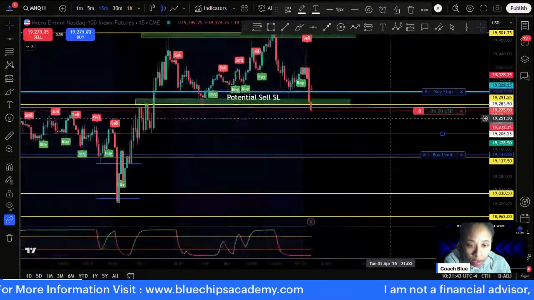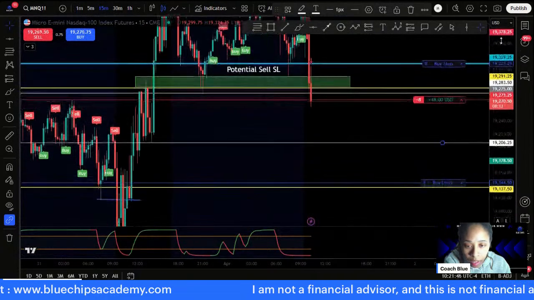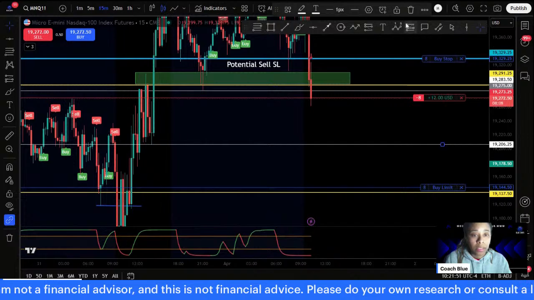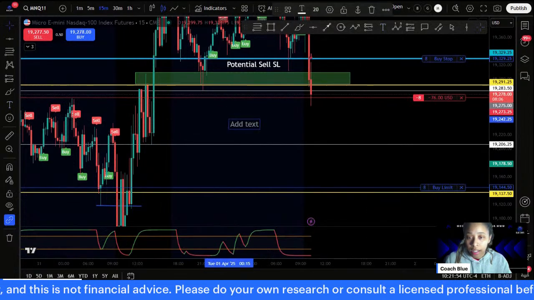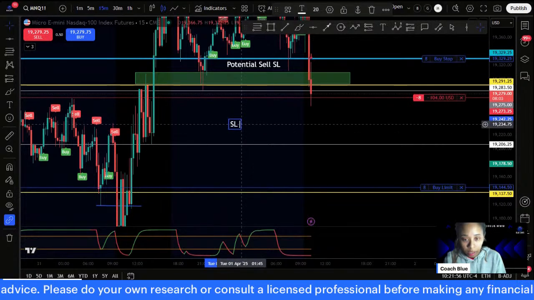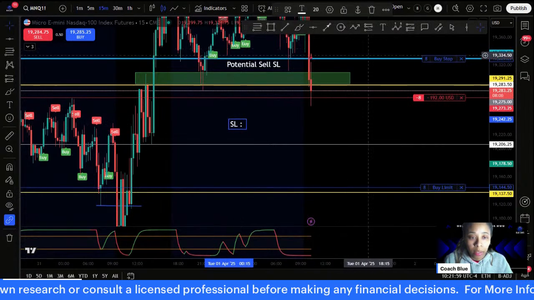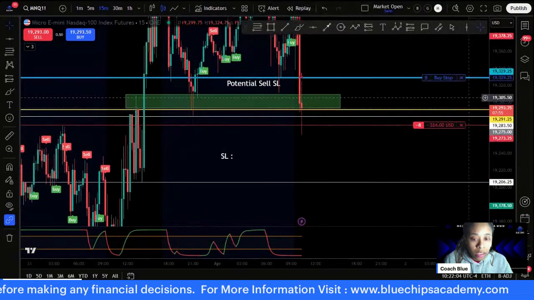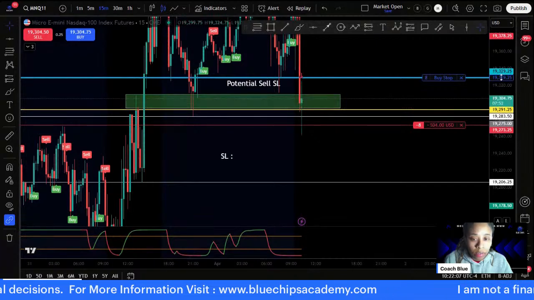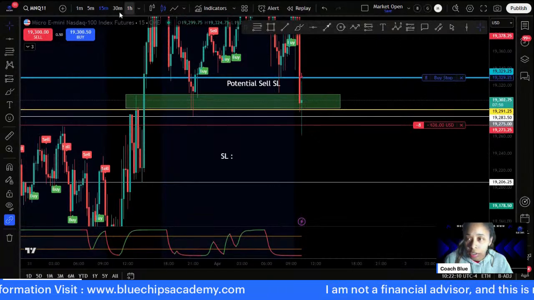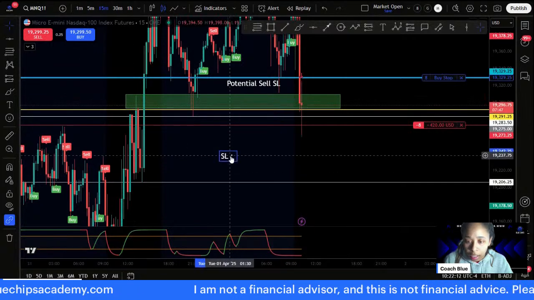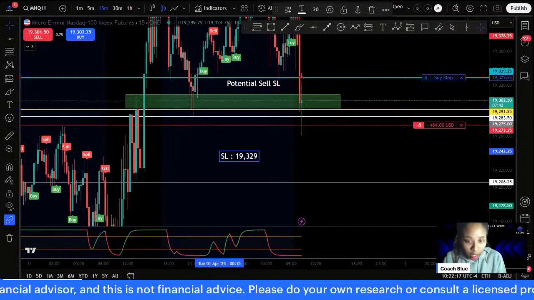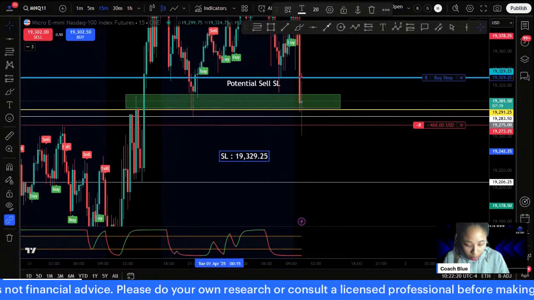Let me put this in the chat here. I'm going to type out my TP1 and my stop loss so you guys can see where I am. Always have your stop loss in place. My stop loss is 19,329.25.